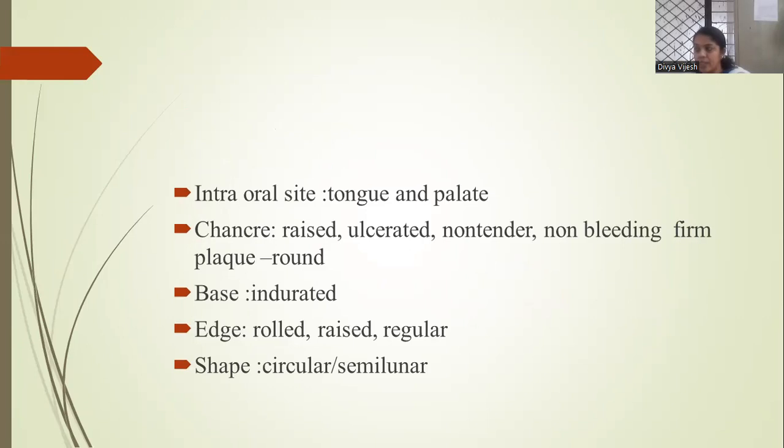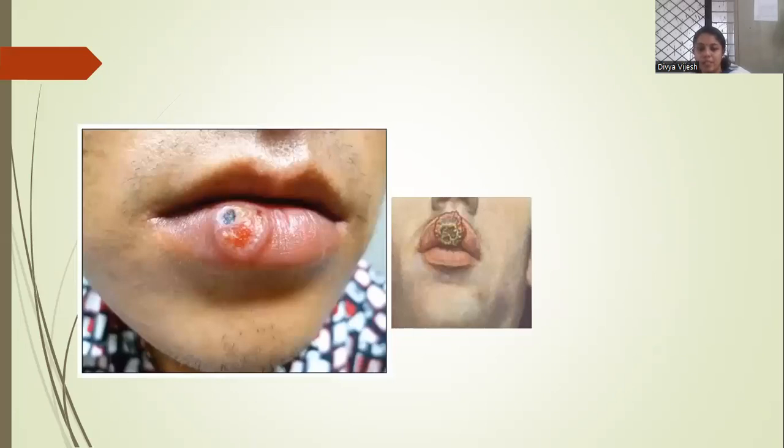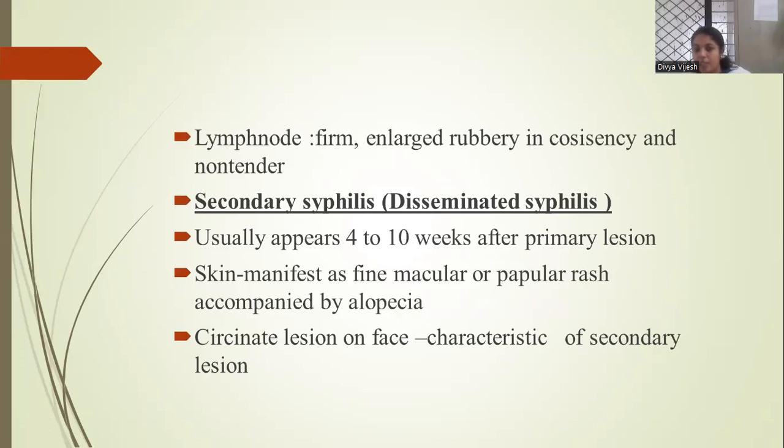So here the chancre is non-tender, but a tuberculous ulcer is painful, non-tender, non-bleeding, firm, flat, round. Okay. So the base is also indurated, with rolled out edges, and the shape is circular or semilunar. Okay. So this is the chancre of the tongue, lip, and hard palate. Okay, chancre. This is about primary syphilis. And you can see the regional lymph nodes are firm, enlarged, rubbery in consistency. So that's about primary syphilis.